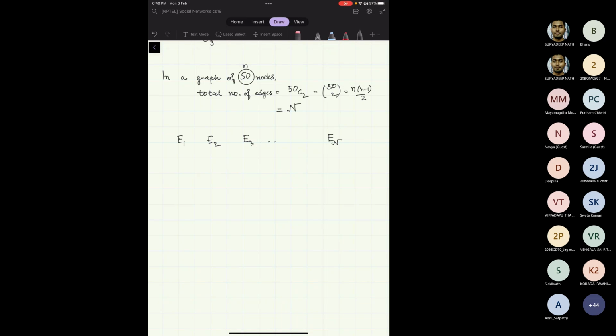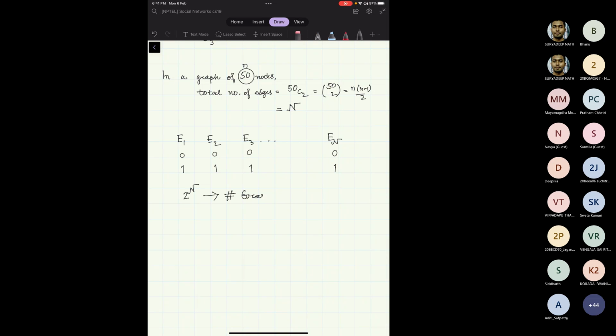Now we can consider that 0 means the edge is not considered in the graph, and 1 means it is considered. Similarly for edge 2, it can be either considered or not considered. And the same goes for all the edges among the capital N number of edges. So you have two choices. So the total permutations that you can obtain is basically 2 to the power capital N. So this is the answer for the number of graphs.